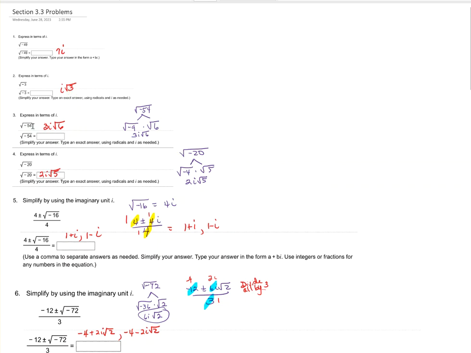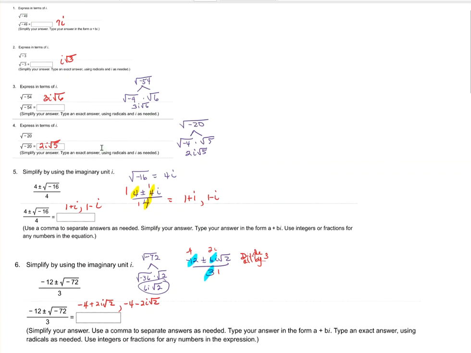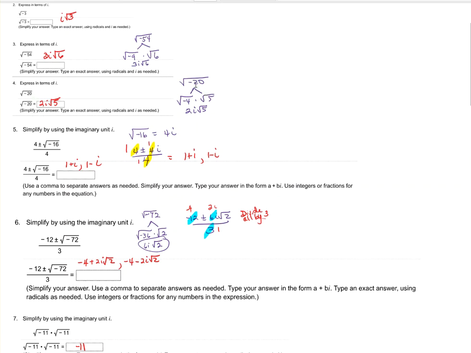Square root of negative 54. That has a perfect square in it, the factor of 9. Let's look at that over here. So if you pull it out, you could say that's the square root of negative 9 times the square root of 6. This, like the square root of negative 49, is 3i times the square root of 6. So that's your final answer. Square root of negative 20.